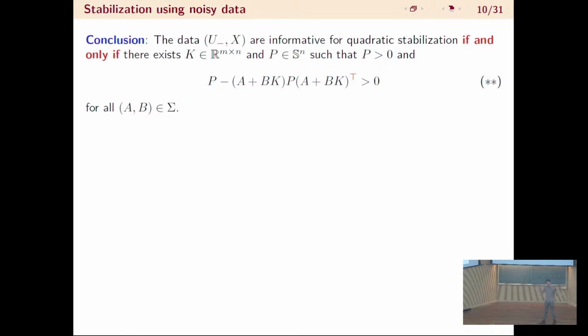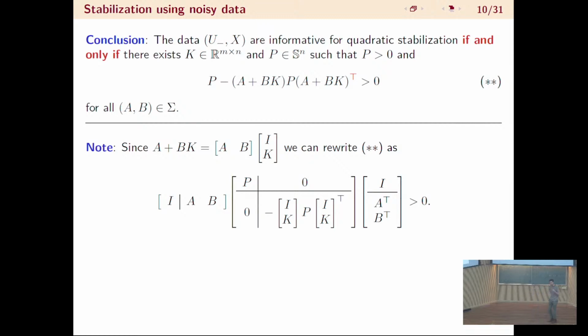Now, the conclusion is, instead of considering our original Lyapunov inequality with the transpose on the left, we could also study this dual Lyapunov inequality. That's the point. And that will become very important in our conditions for data informativity, because I'm going to work in the rest of the presentation only with this dual Lyapunov inequality.